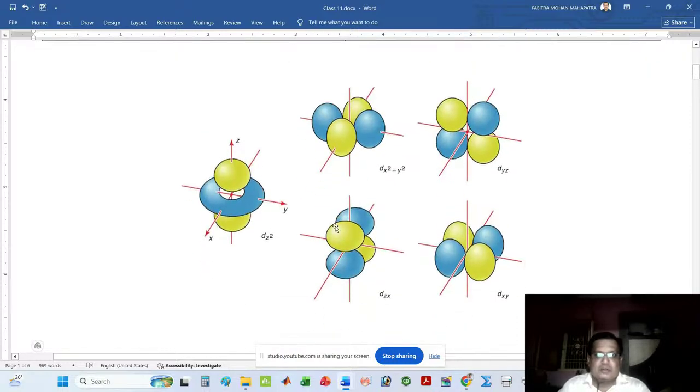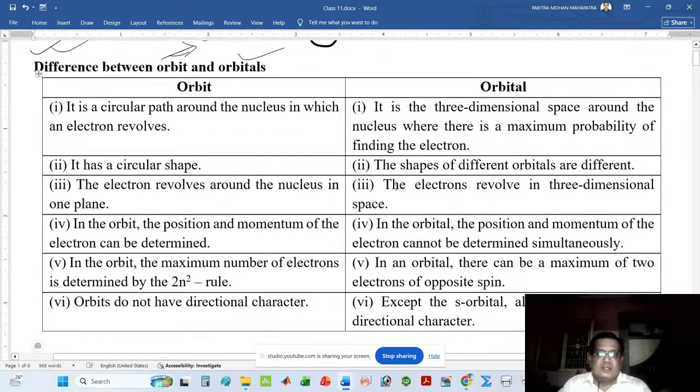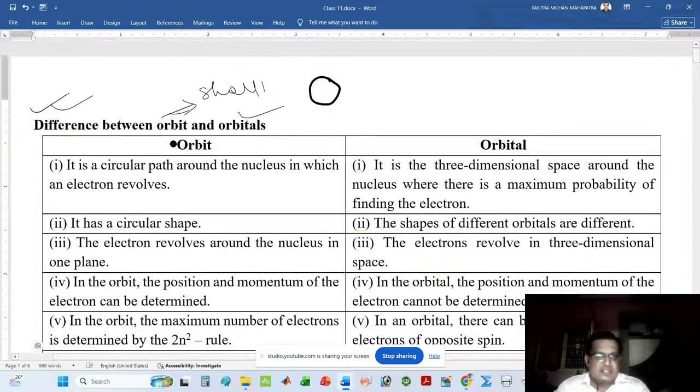But if you think about the orbitals, look at that. They are three-dimensional. This is your dx square minus y square. This is your dyz. This is your dzx. This is dxy. This is dz square. So the first point is that an orbit is a circular path around the nucleus in which an electron revolves. On the other hand, an orbital is a three-dimensional space around the nucleus where there is a maximum probability of finding the electron.